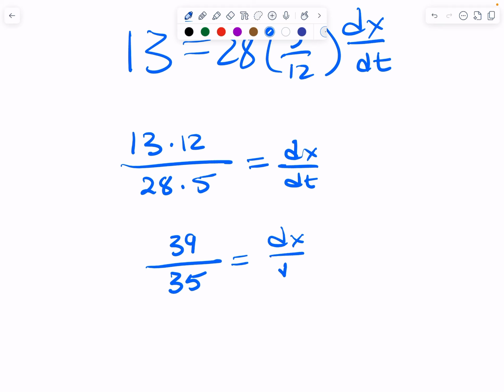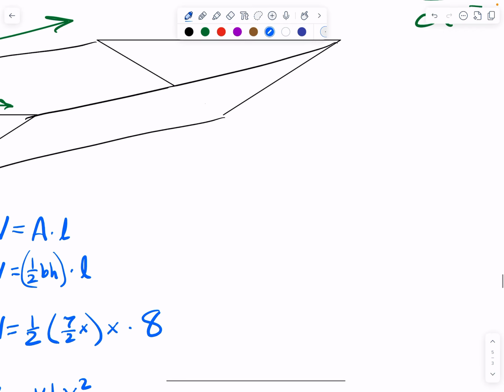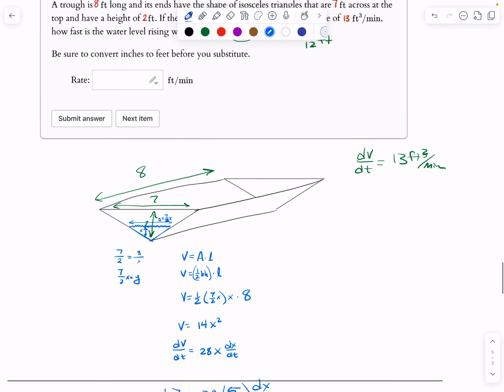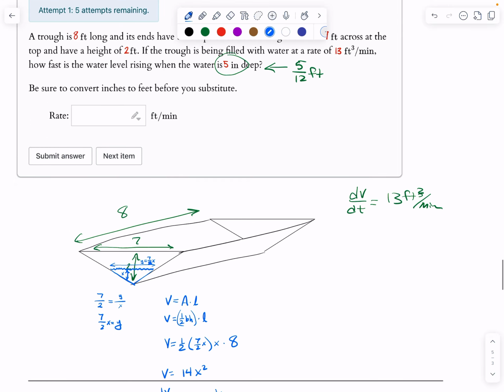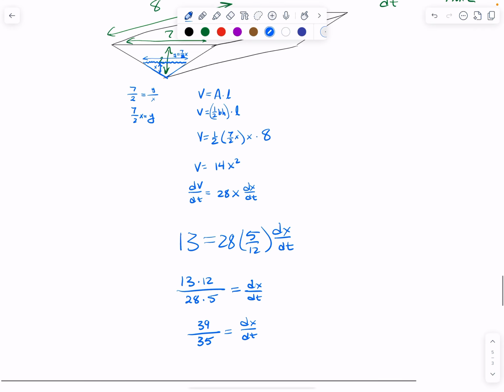And I suppose that's going to be in feet per second. Is that what the units are? Yeah. Oh, feet per minute. Oh, it's all per minute. I've been saying second, but it's minutes.